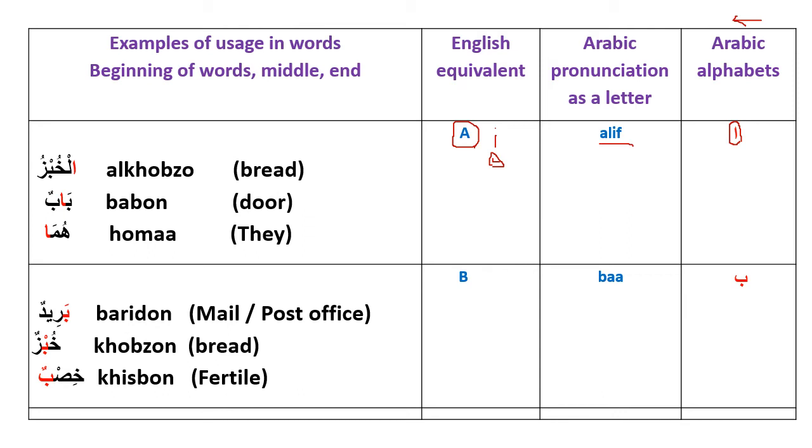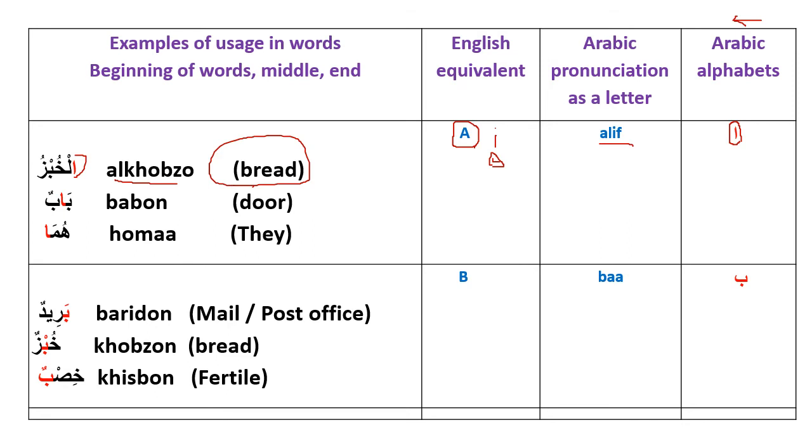Now let's see how we write this letter in words. We have 3 places or 3 locations for this letter. It can come in the beginning, and it is written like this. The example, al-khubzu, which means in English bread.